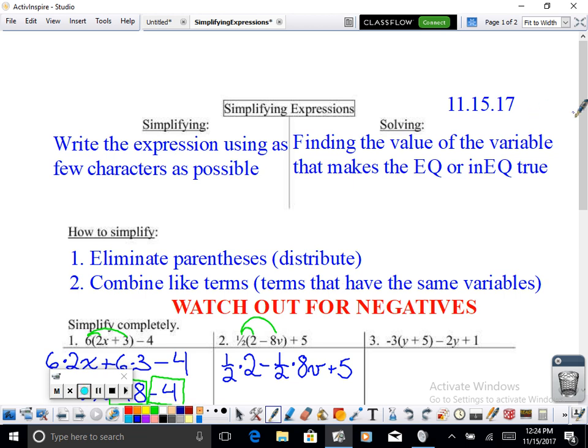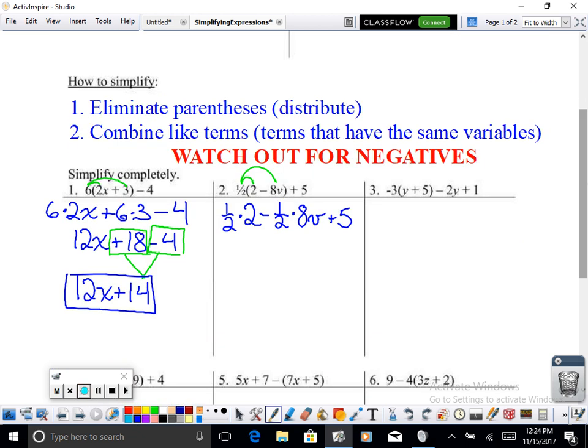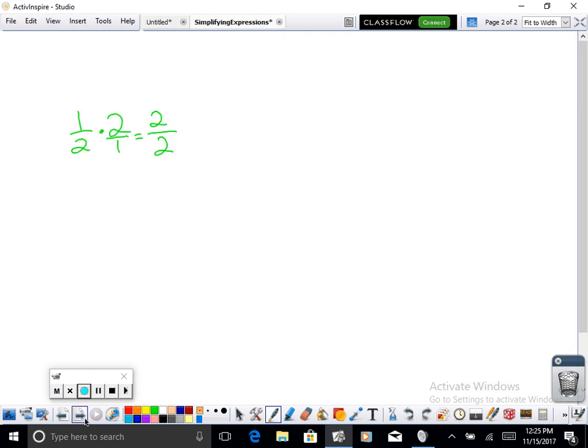So this right here, 1/2 times 2 becomes 1. I'll bring down the minus sign. And then I have 1/2 times 8v. Well, let's go here again. 1/2 times 8v.